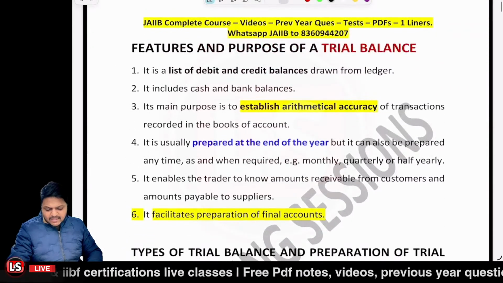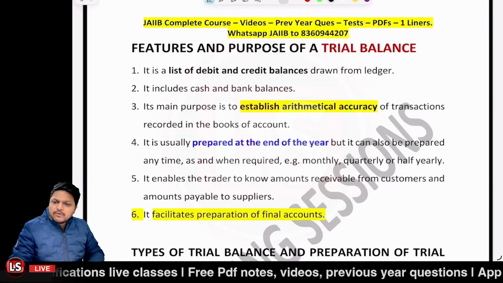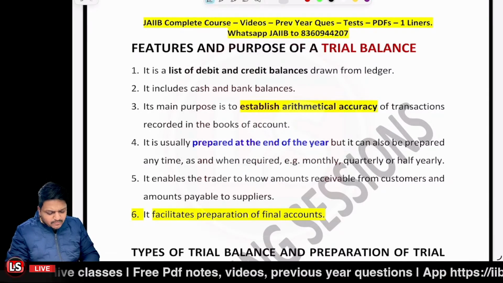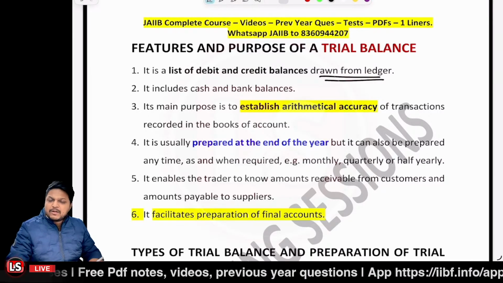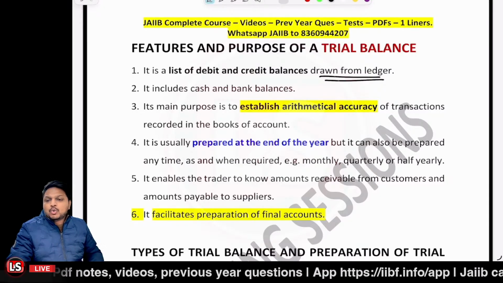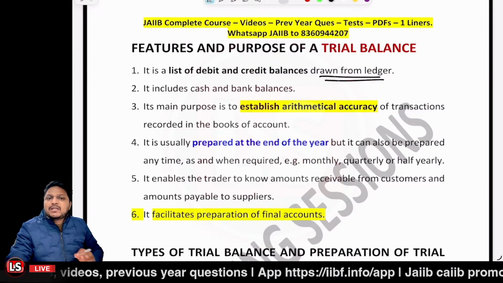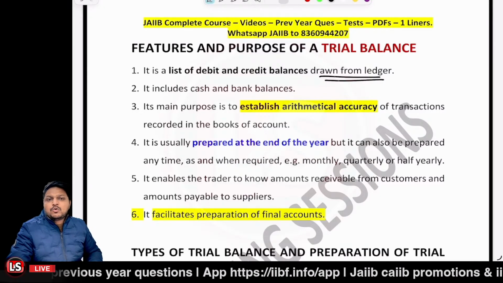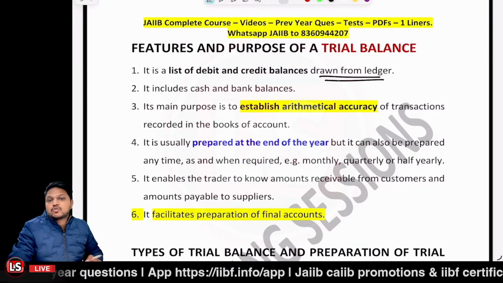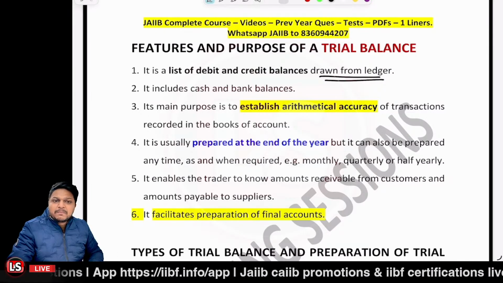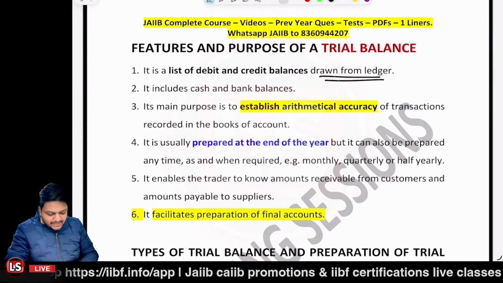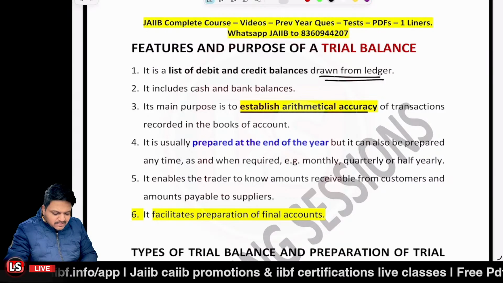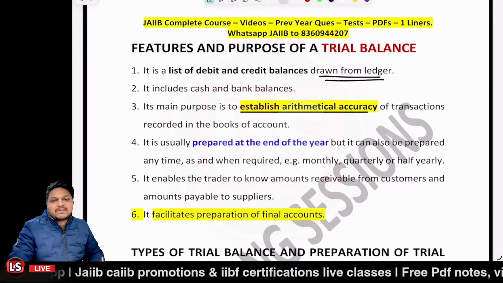So it is a list of debit and credit balances. First of all, whatever accounts are there in the ledger, we'll put all the account debit or credit balances from the ledgers to the worksheet. Second, it includes the cash and the bank balances also, right? So what's the main purpose? It is to establish the arithmetical accuracy. That is the main purpose related to the trial balance.